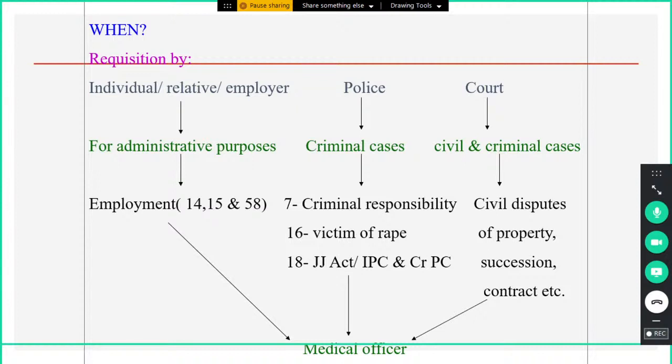Suppose the age of the victim is less than 18 years, the act and the IPC sections followed for the punishments will be under the POCSO Act. Okay. Hope you know the POCSO Act. Age estimation is also used in court, in civil and criminal cases, where there are civil disputes of property, succession and contract.